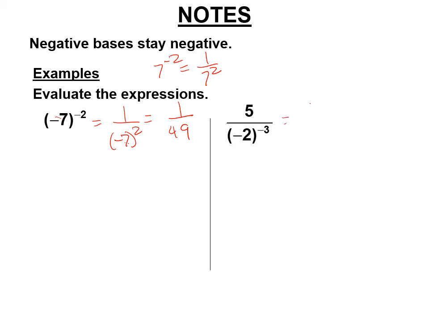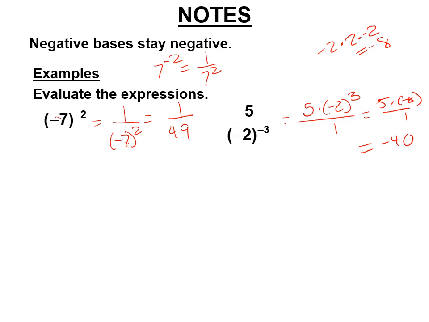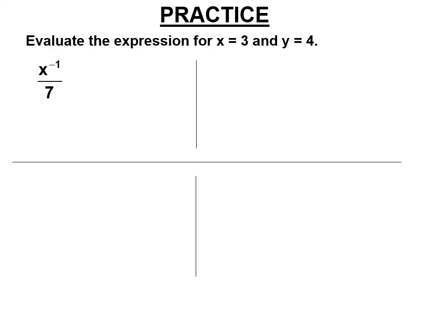All right, so the 5 stays. The negative 2 comes up here and becomes negative 2 cubed. Negative 2 cubed is negative 2 times negative 2 times negative 2, which is negative 8. So 5 times negative 8 is negative 40. All right, let's practice this. This takes practice.